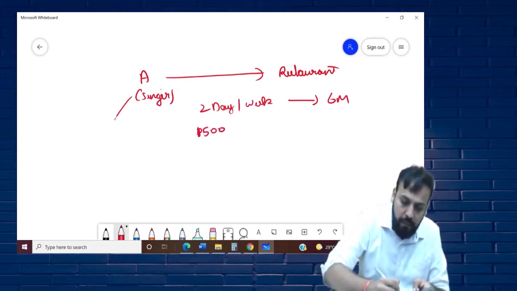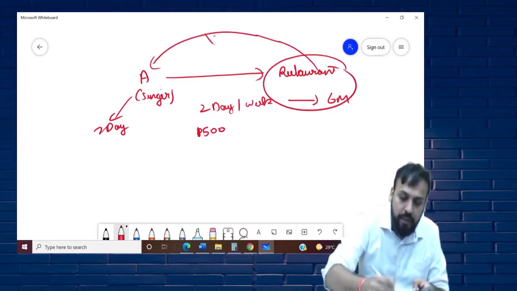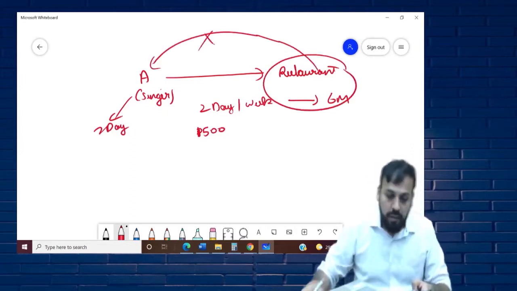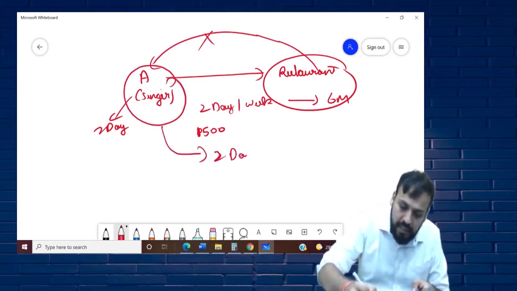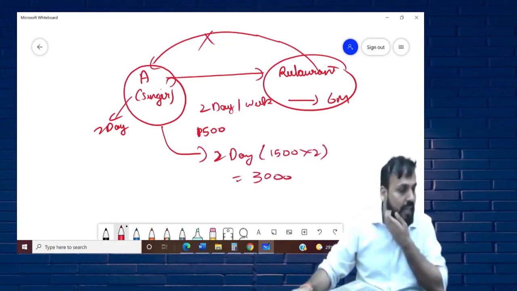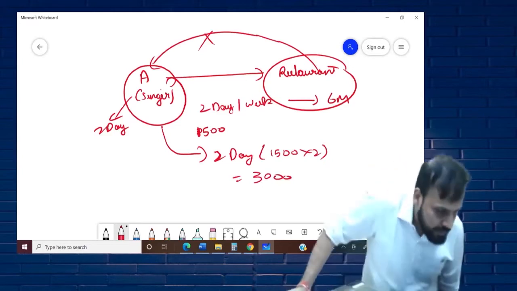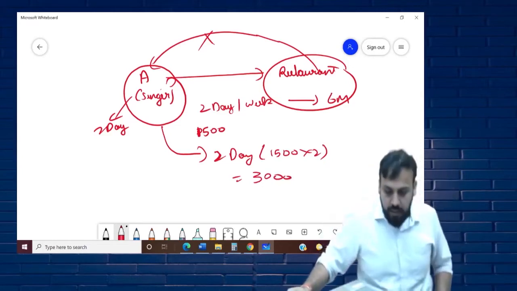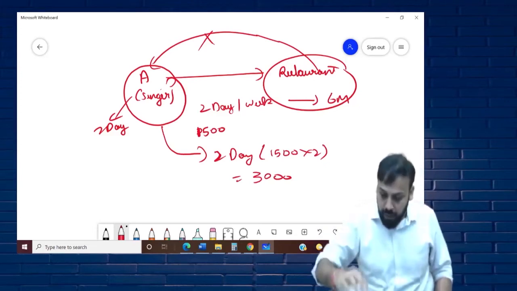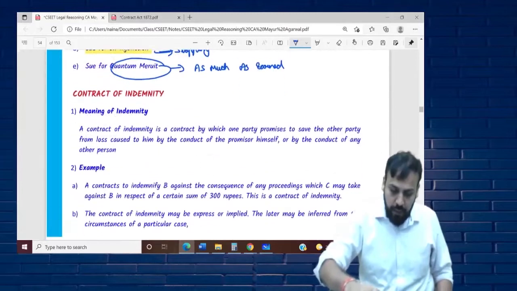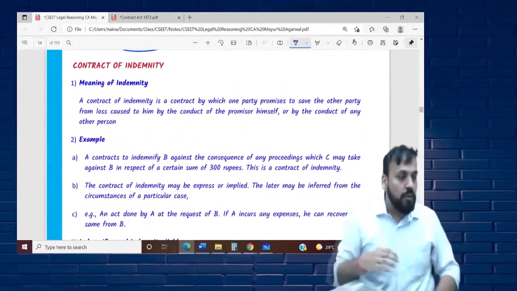Now A has sung for 2 days. Now the restaurant is denying the contract with him, so there is a breach. Can A recover at least the money for 2 days, that is 1,500 into 2 days, 3,000 rupees? Yes, that is quantum meruit. Recovering the money as much as you delivered is called quantum meruit. Are you understanding this?